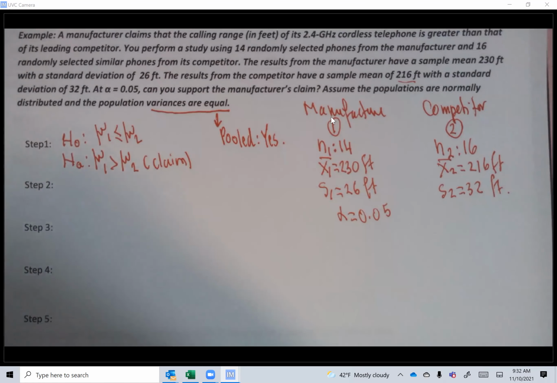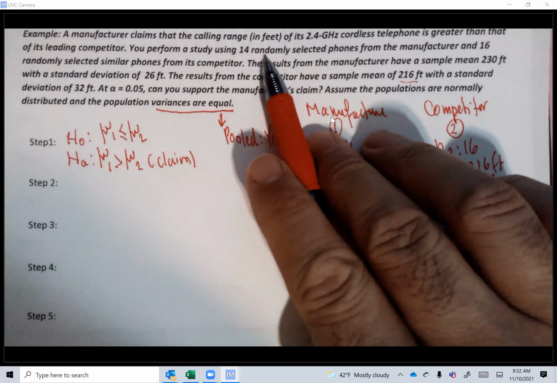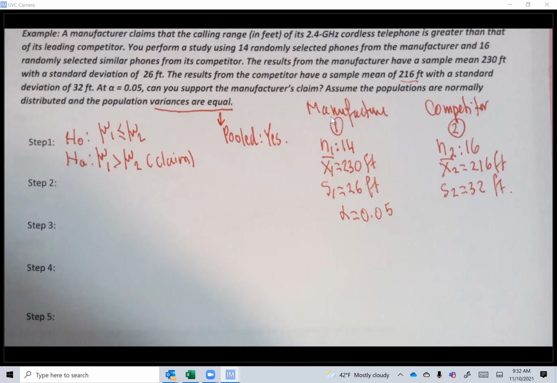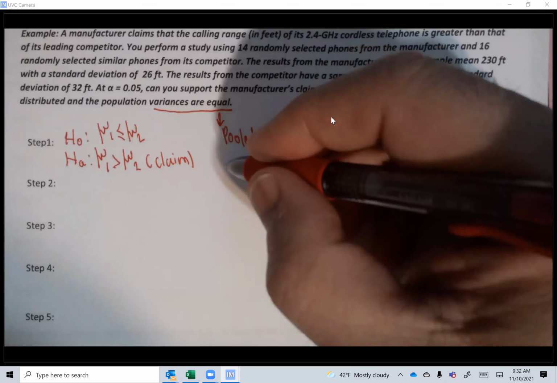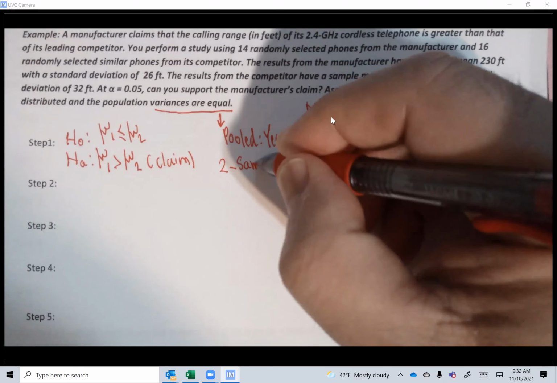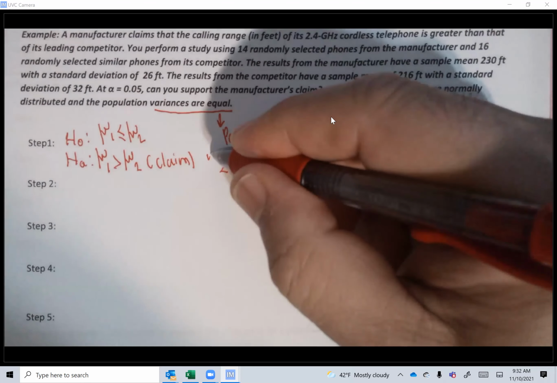Okay, conditions of the test. The samples are independent because it's two different brand names, so they are independent. Populations are normally distributed, they said, and the samples are random. That's what it says in the language here. It says we selected random forms. And sigma 1 and sigma 2 are unknown. So the conditions of the two sample t-test are met. Okay, let's perform the test.